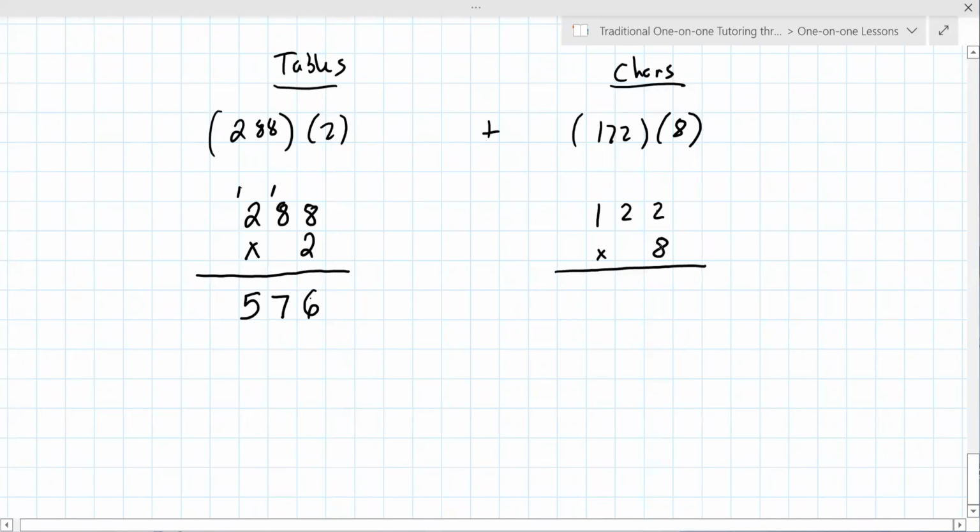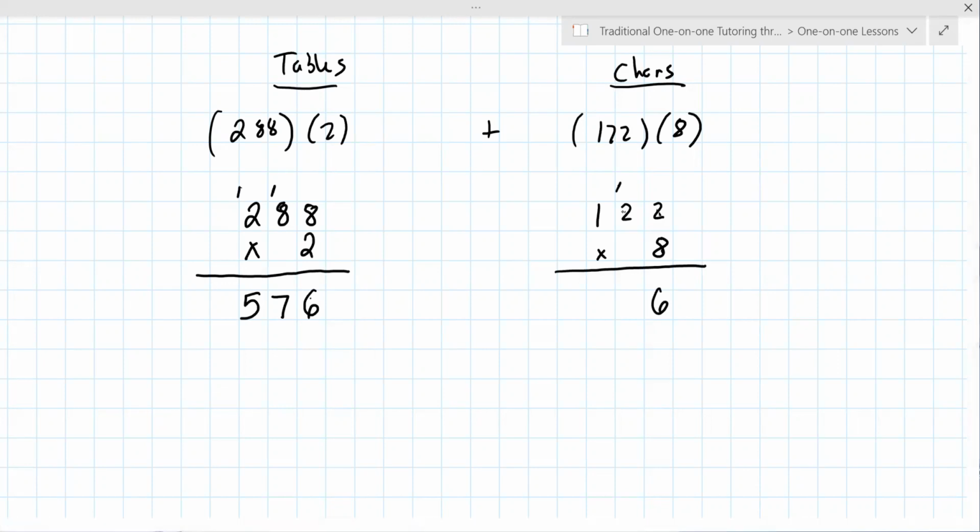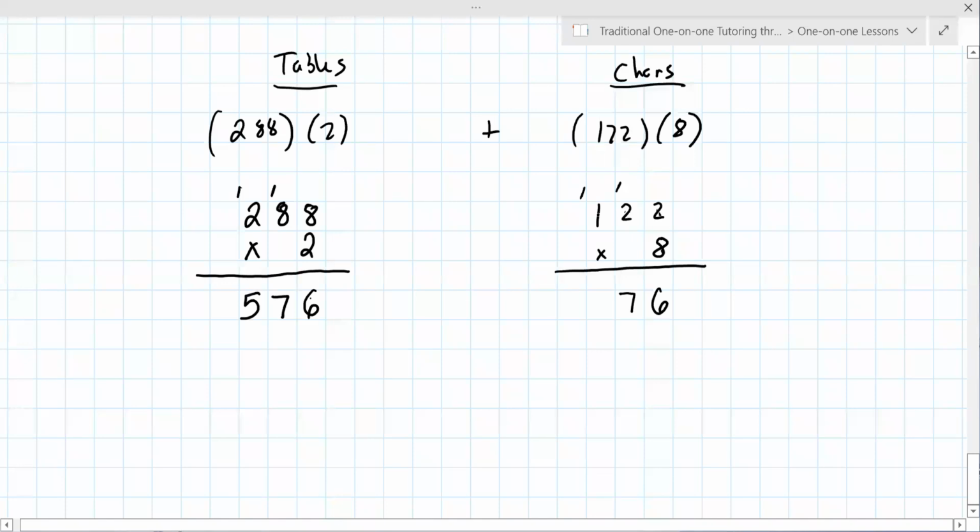What is 8 times 2? 16. So you put a 6 down here with a carry of 1. And then you move to the next number, 8 times 2. What's 8 times 2? 16. Okay, but you're going to add 1 this time. 16 plus 1 is 17. So you put a 7 here, carry of 1. You always carry that extra digit. What is 8 times 1? 8. Plus 1, 9.